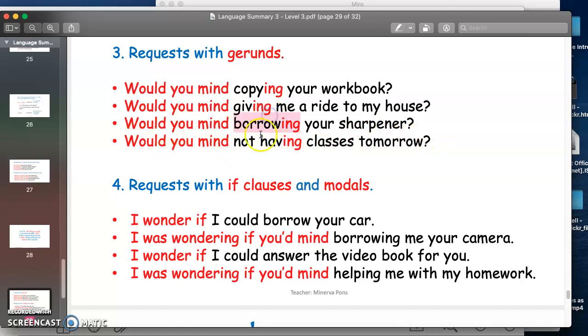Having, borrowing. Will you mind borrowing? Will you mind giving? Will you mind copying?